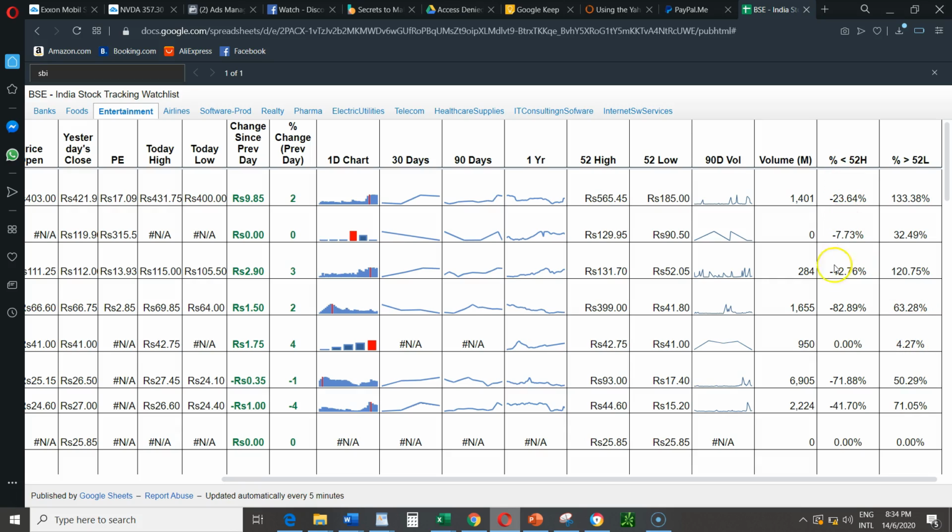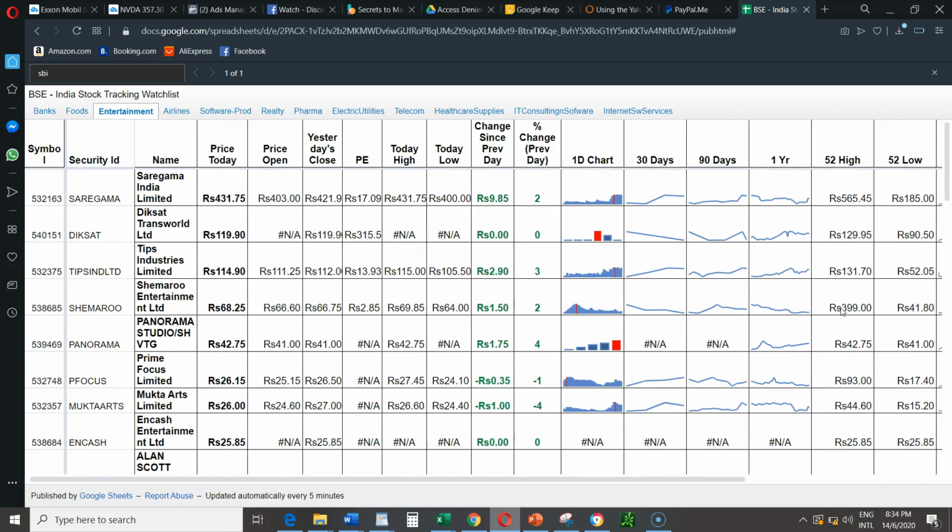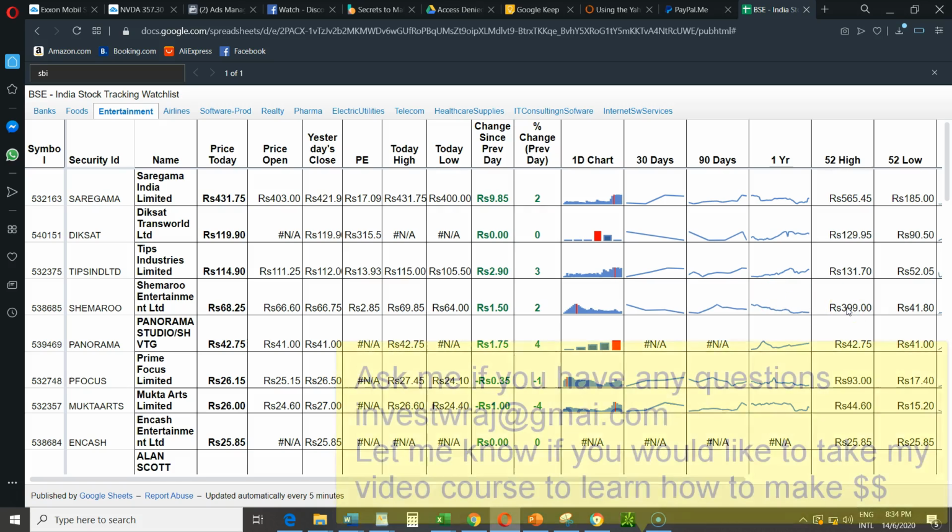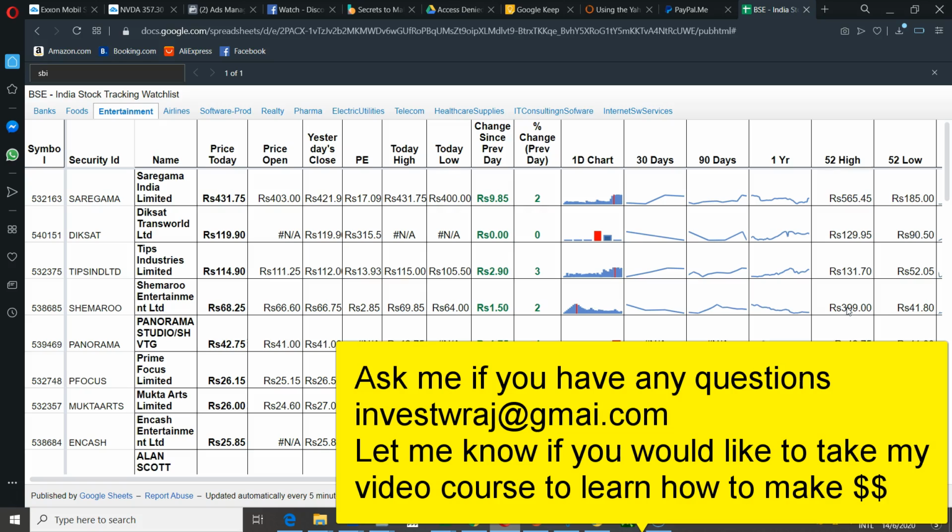So it's still 50%, 70% below its 52-week high, 82% below. So beautiful, right? This is what we are supposed to buy. Shemaroo Entertainment, right? This is what we're supposed to buy now, because it's just 66 rupees, and the highest was 400. So this is crazy. And you definitely know Shemaroo Entertainment is going to go high once things start up again, right? So I hope you understood this demo, and you can now ask me if you have any other questions.